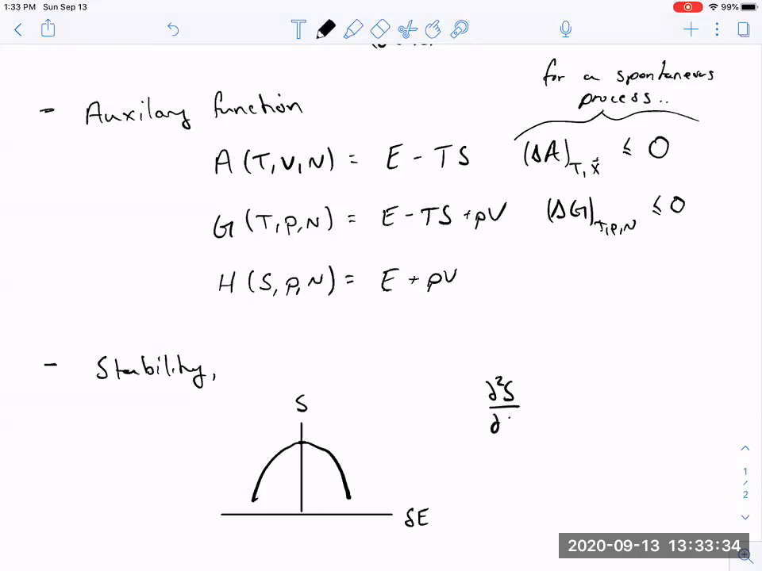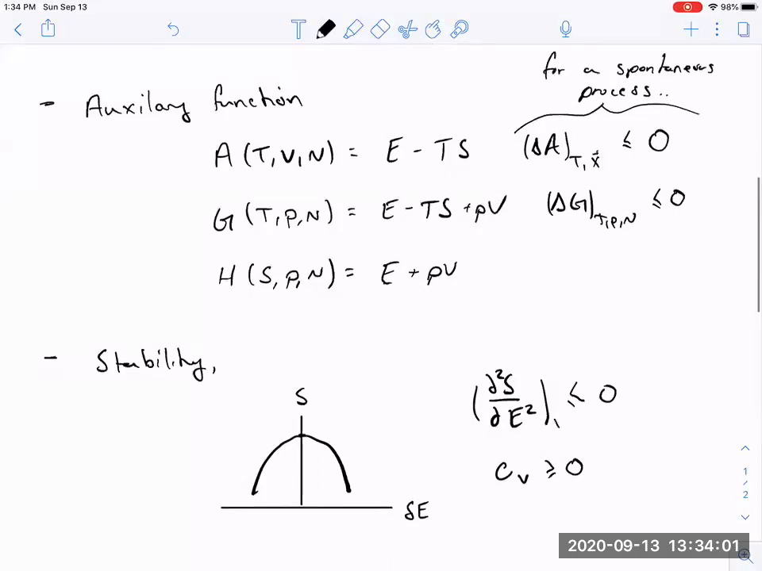or analogously, the second derivative of the entropy with respect to energy is necessarily a concave down function. It's necessarily negative. We learn that that implies, for example, that the heat capacity is necessarily a positive quantity. That was a statement of a so-called pure second derivative, a second derivative of an auxiliary function with respect to one of its natural variables.